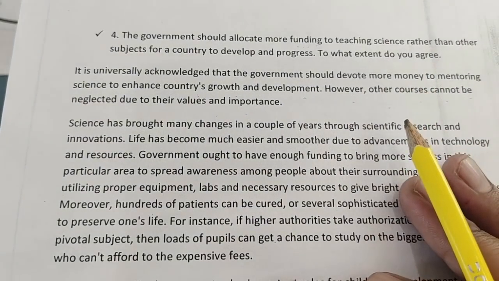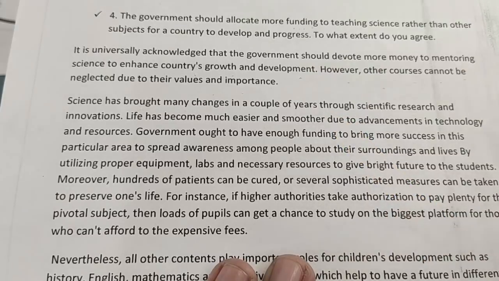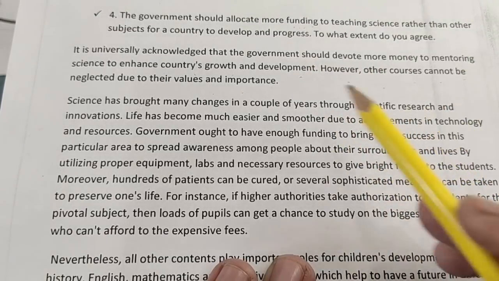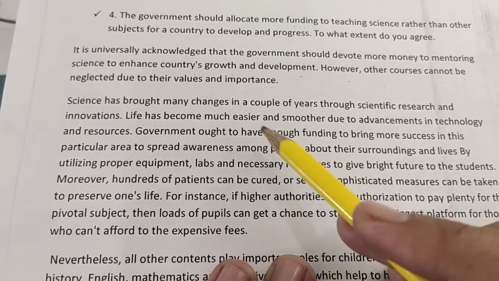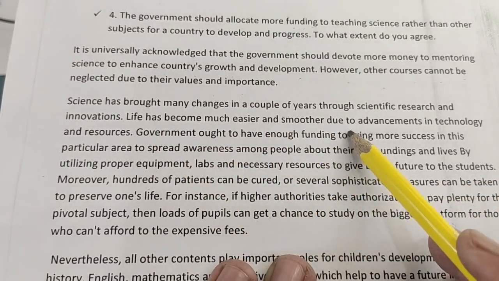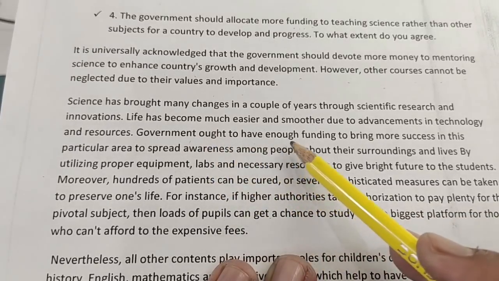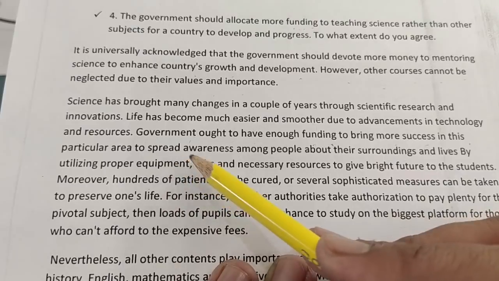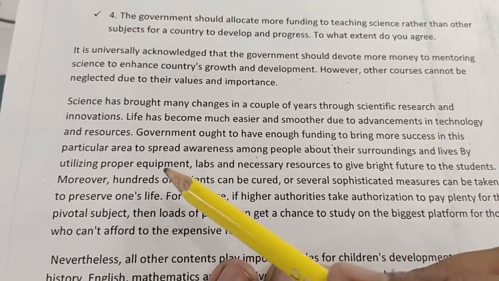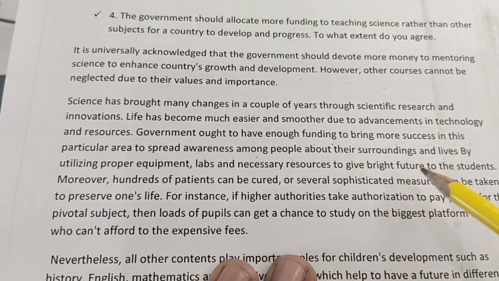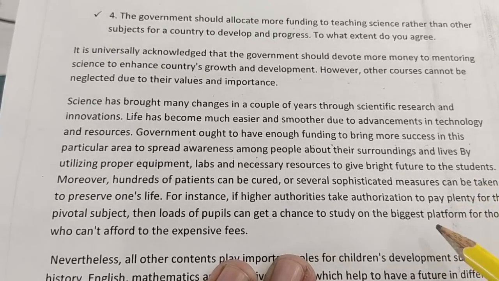Let's start with the BP1 paragraph, which is: science has brought many changes in a couple of years, means science has done a lot of things for us. Through scientific research and innovation, because we know we have technology and we are using it, it has changed our life a lot. Life has become much easier and smoother due to advancement in technology and resources, because we have many resources to use. So the government ought to provide enough funding to bring more success in this particular area, to spread awareness among people about their surroundings and lives by utilizing proper equipment, labs and necessary resources to give a bright future to the students.